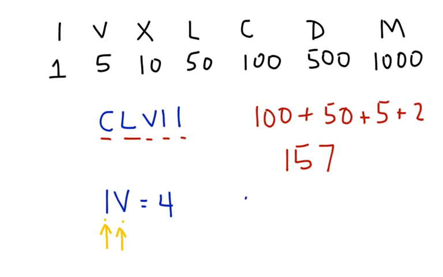Similarly, if we see the combination of letters XL written down, it's not extra large, don't do that. It's 10 in front of a 50. Hey, that's a small number in front of a large number. That means I need to subtract, so this is 50 minus 10, which is 40.